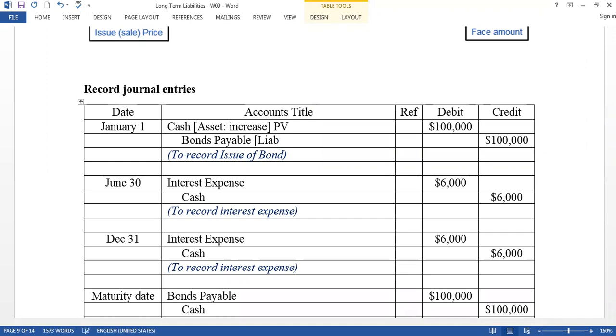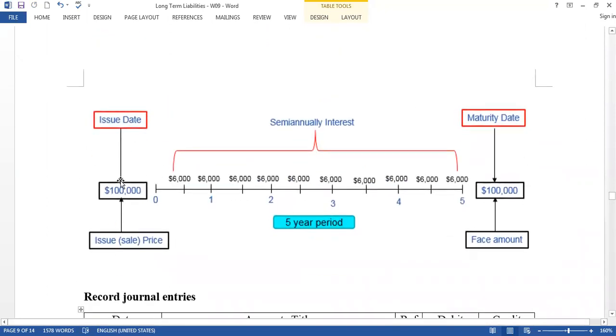So we are going to record liability, and liability increase is a credit. So we record cash debit, and immediately we record our liability, liability increase credit. This journal is to record the issue of the bond, meaning to record the present value of the bond. I think you understand this part, right? So we are done with this part. This is the journal of the issue date, or selling date.